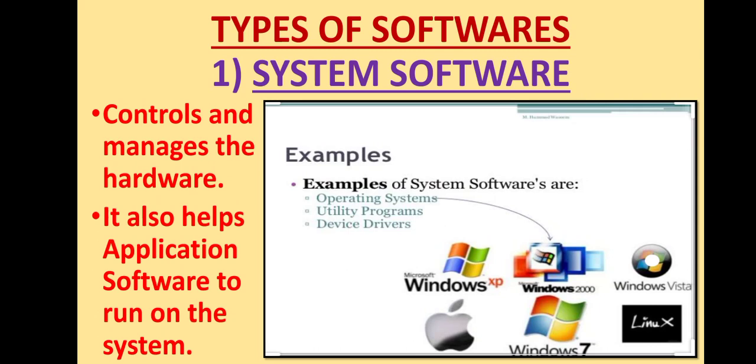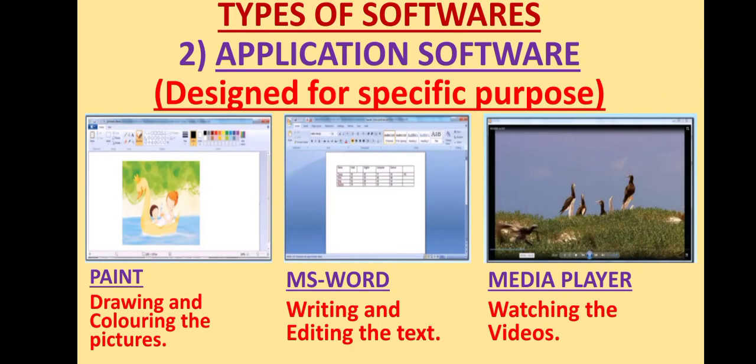System software includes operating system, utility programs, and device drivers. Application software. These are the collection of programs which are designed for some specific purpose. It helps users to work with the computer.